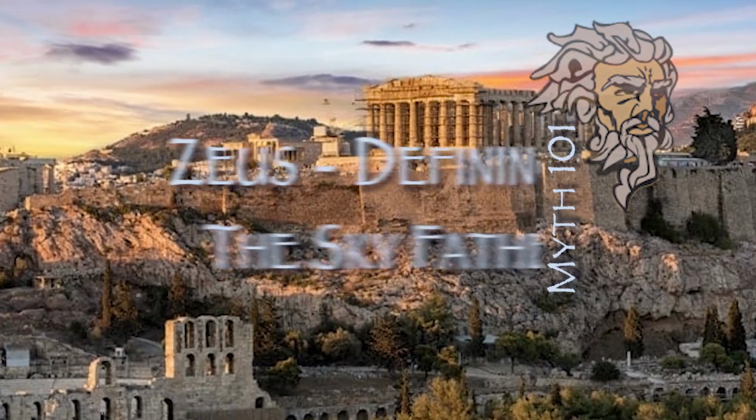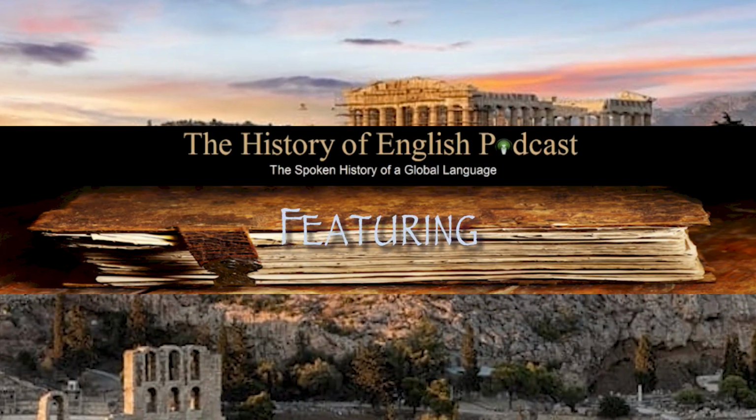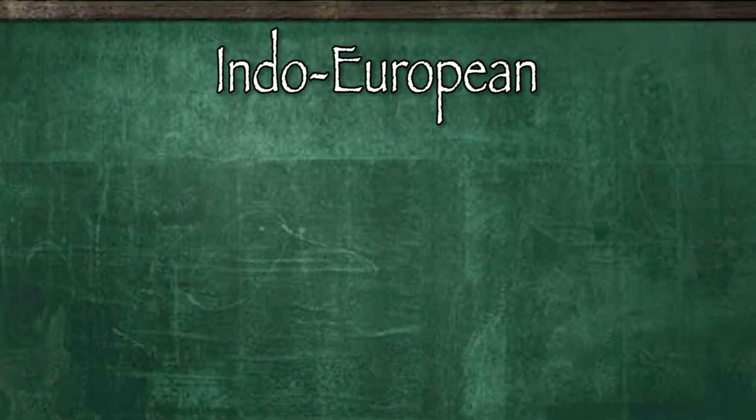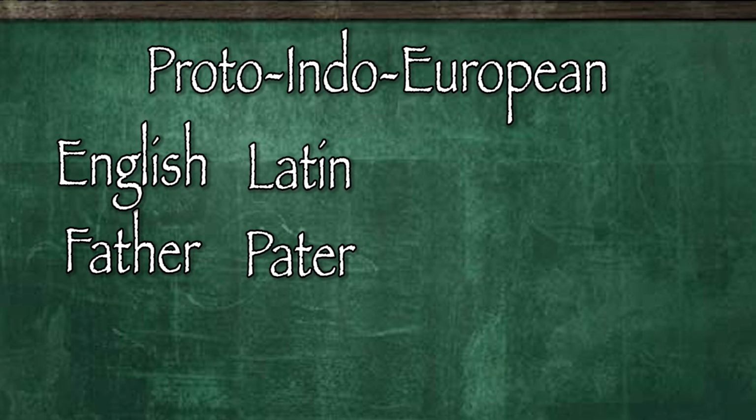Welcome to episode 2 of the History of English podcast. In this episode, we're going to look at the oldest known ancestor of English, the ancient language known as Indo-European, or technically speaking, the Proto-Indo-European language. You will recall that earlier I mentioned that English has the word father and Latin has the word pater, and both words came from the same original source word.